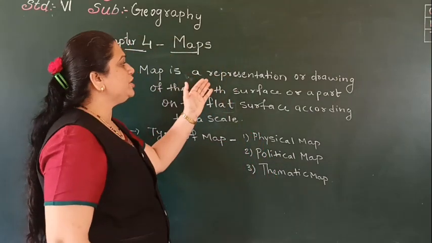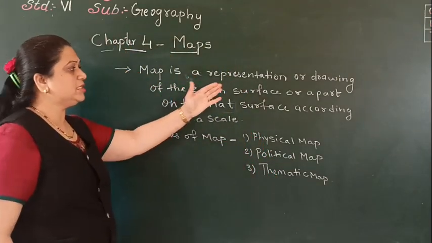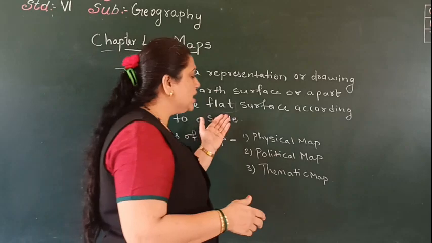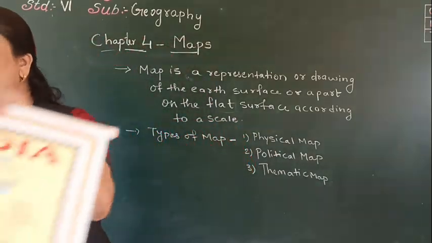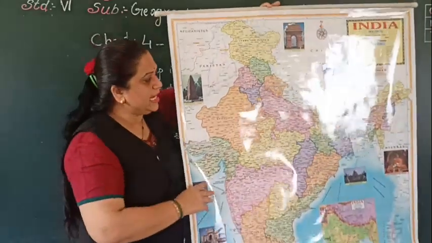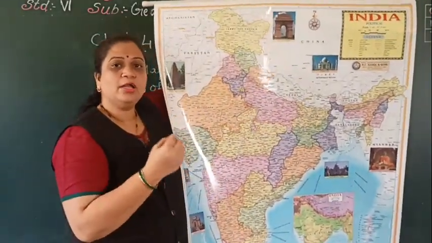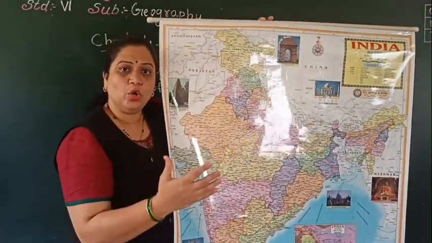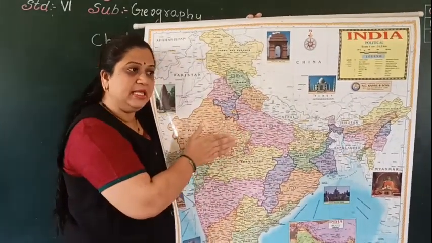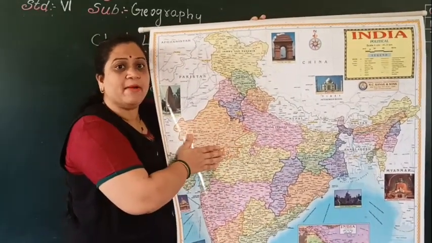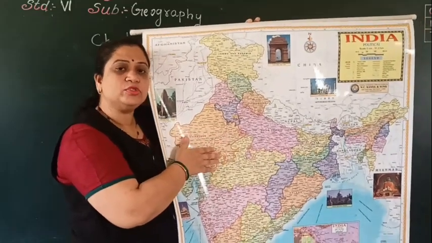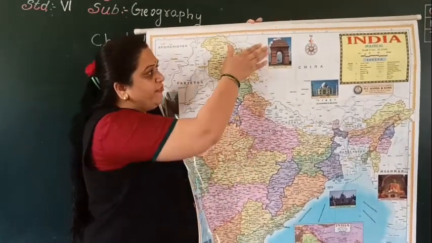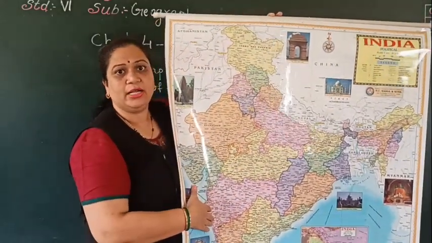Map is the representation or the drawing of the earth surface or a part on the flat surface according to a scale. Now children, this is the map. Now on this map, easily we can locate the small details. This is the flat representation. Now children, whatever we see on the globe, all the details are on this map also. This is India map. So whatever details you have to study about India, you can study on this. But because it is a flat representation, it is called a map.